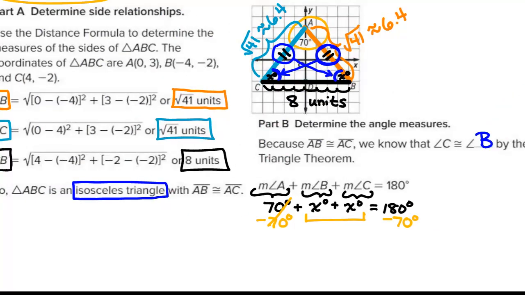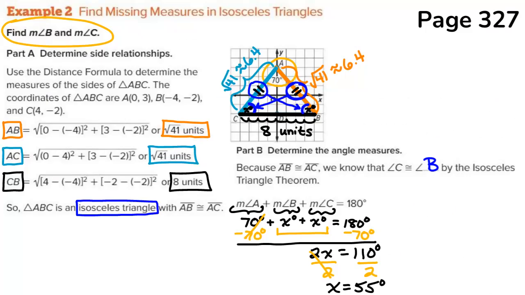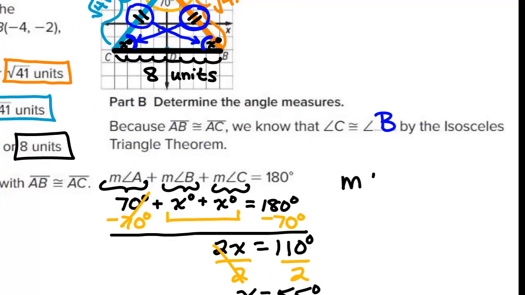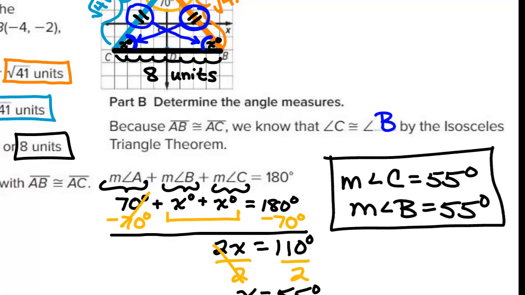When I combine my x's together, I get what? 2x. 180 minus 70 would be what? 110. I divide both sides by 2. And I get that x is how big? 55. x is 55 degrees. So what does that tell me? Angle C is 55 degrees and angle B is 55 degrees. Now we have answered the question.